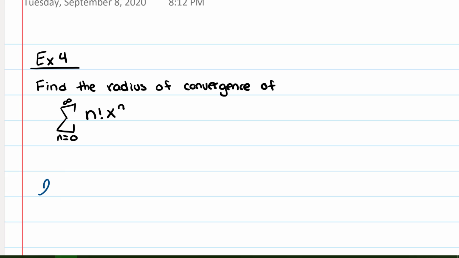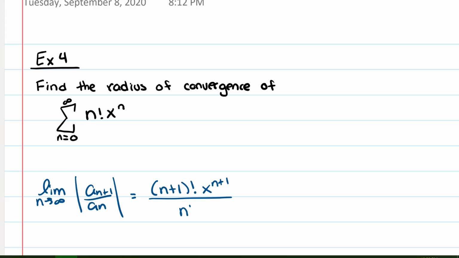So we write the limit as n approaches infinity of absolute value a sub n plus 1 divided by a sub n. This tells the grader, or it tells me as the teacher, that you're about to use the ratio test. If you write that down, usually you can get a point or two on the AP test just for writing that when you're working with series. So we have, this is going to be n plus 1 factorial times x to the n plus 1 divided by n factorial x to the n with absolute value bars.